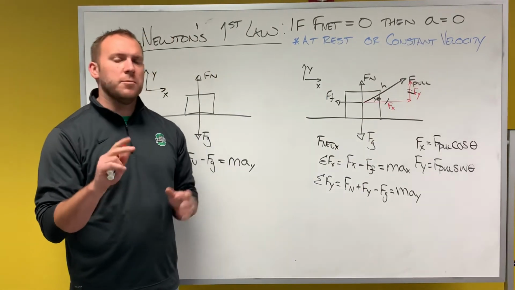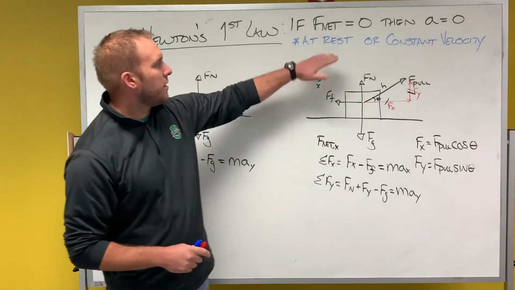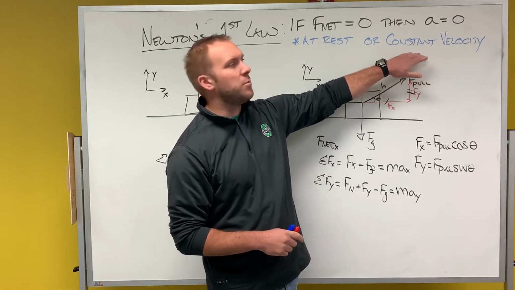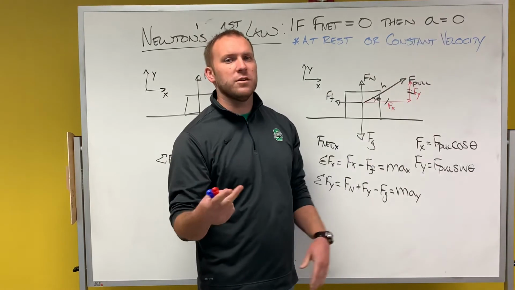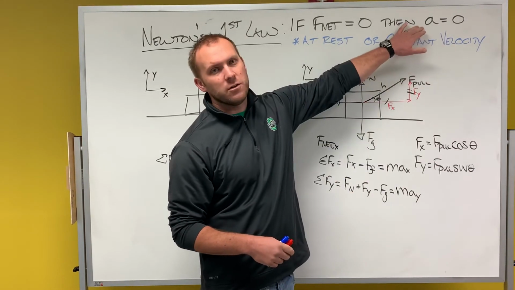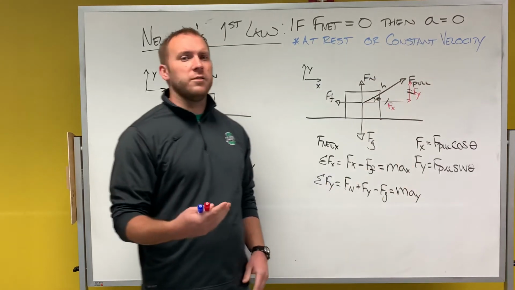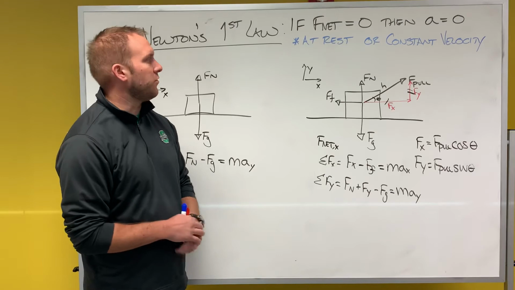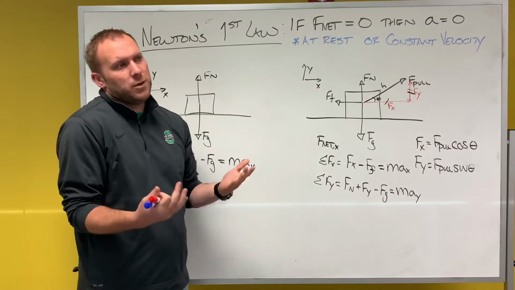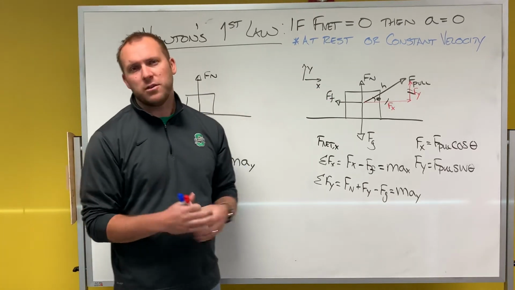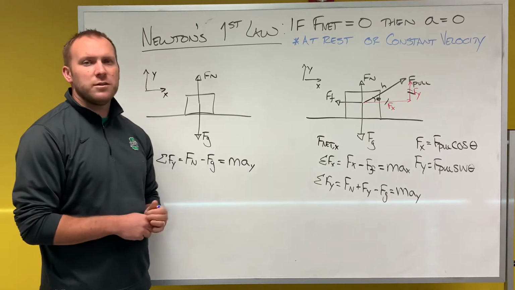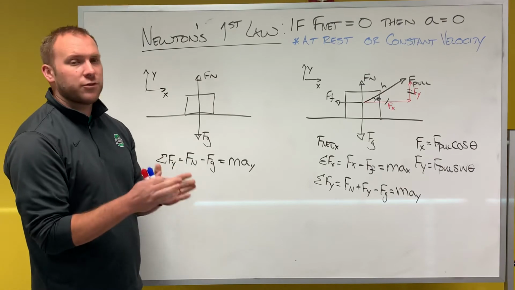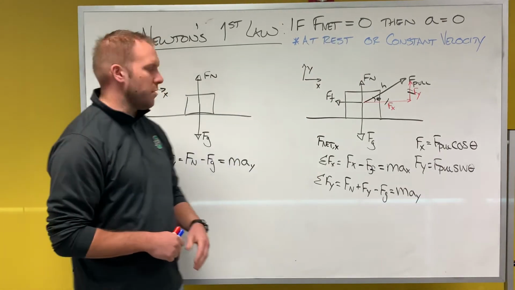That means an object can be doing one of two things. It can be at rest, or it can maintain a constant velocity, because acceleration is when our velocity is changing. If acceleration is zero, something moving with a constant velocity is something with zero acceleration. And at rest really is a constant velocity, it's just a velocity of zero. So as long as my velocity is remaining constant, that is what Newton's first law says. If that's true, then the net force must be zero.